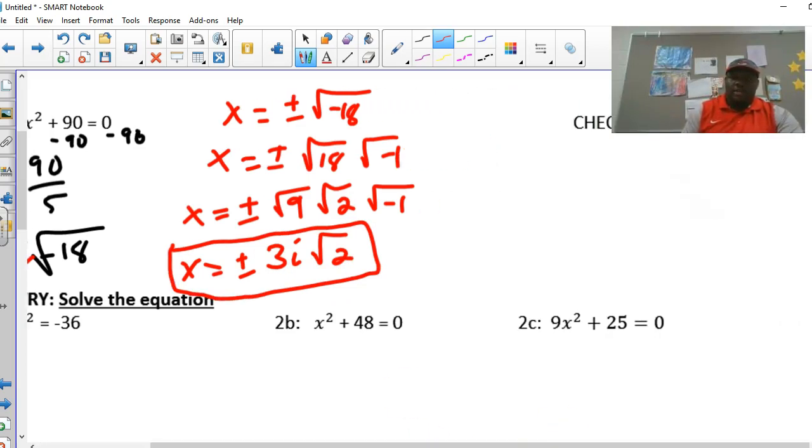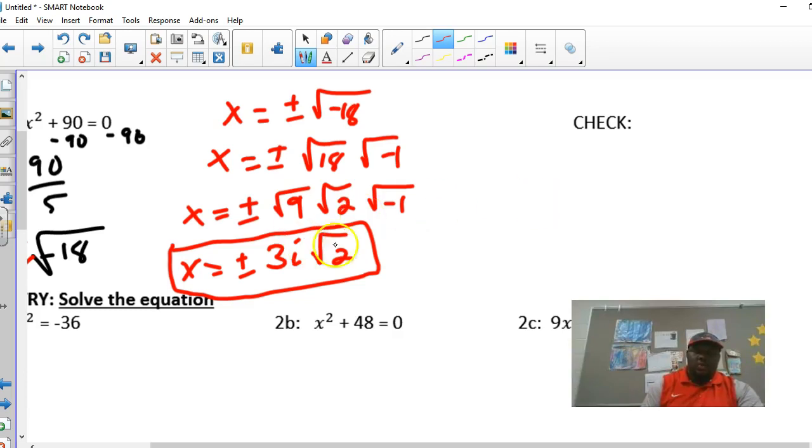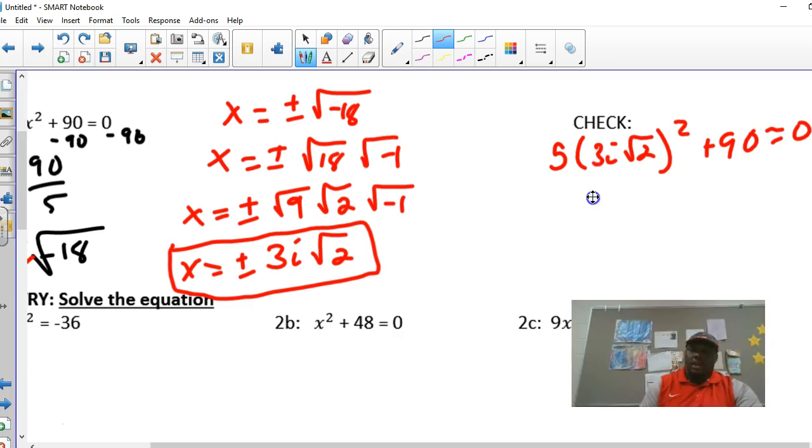Now, we got to check ourselves. All right, and how we do that is we're going to plug this back into our original equation. So we have 5 times, I'm going to go positive 3i first, square root of 2 squared plus 90, and it should give me 0. All right. Well, I square this, that's 9. I square that, that's going to give me negative 1. And if I square that, that's 2. All right. So I have 5 times everything in the parentheses plus 90 equals 0.